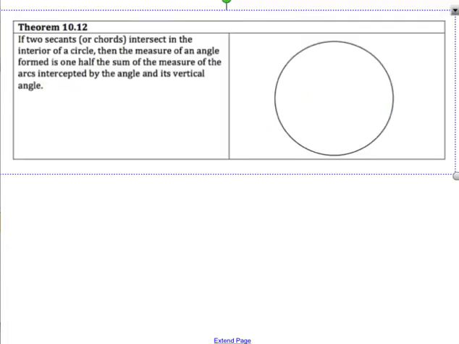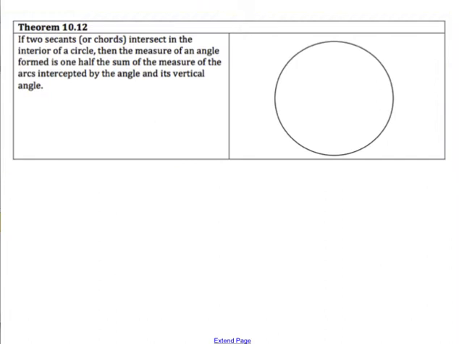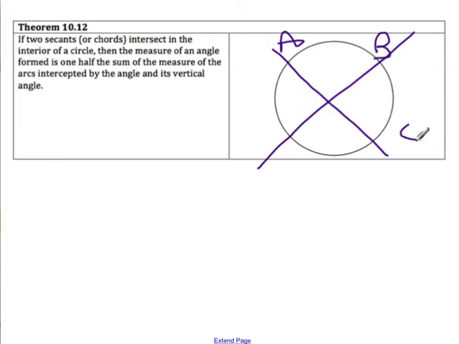If two secants or two chords intersect at the interior of a circle. So what does that look like? We have two secants or chords. They could also be chords. And let's call them A, B, C, D intersecting at point E.